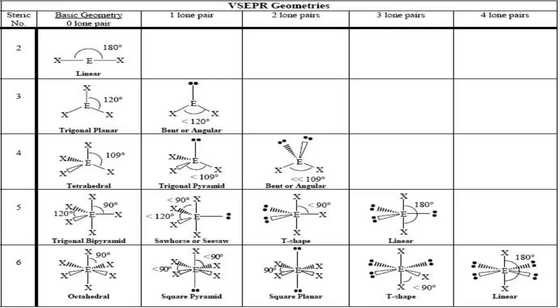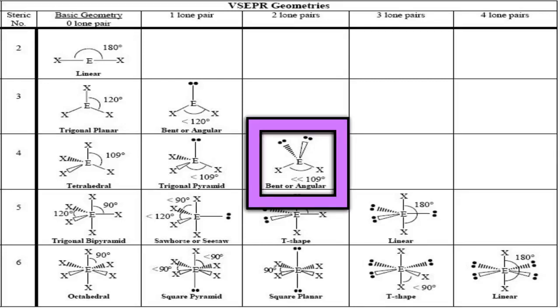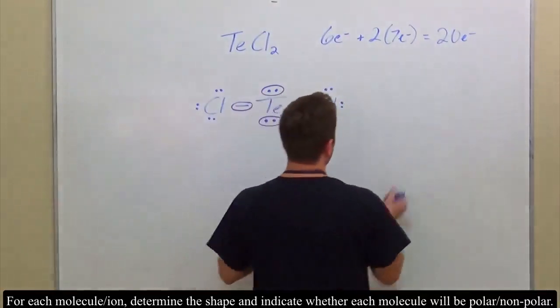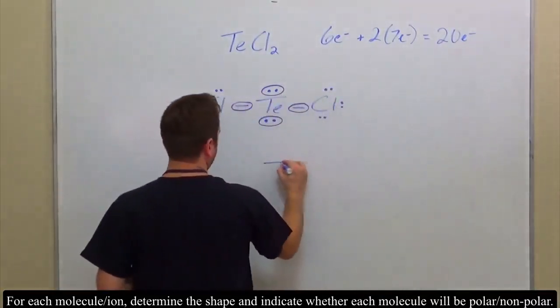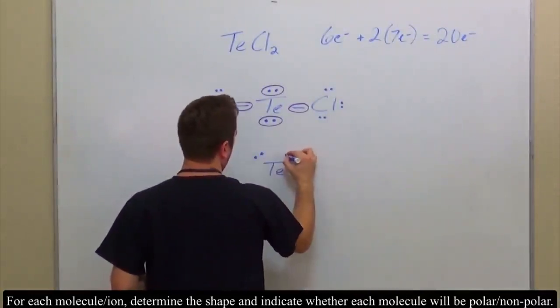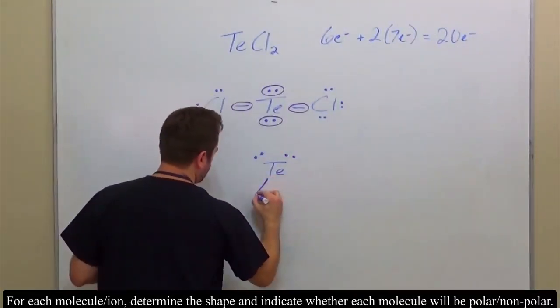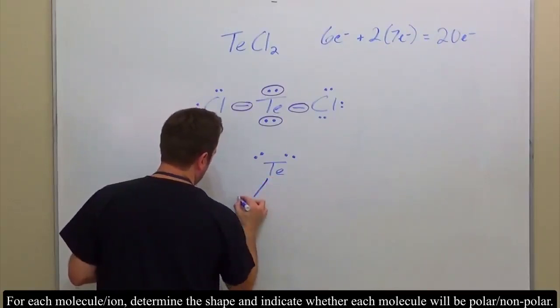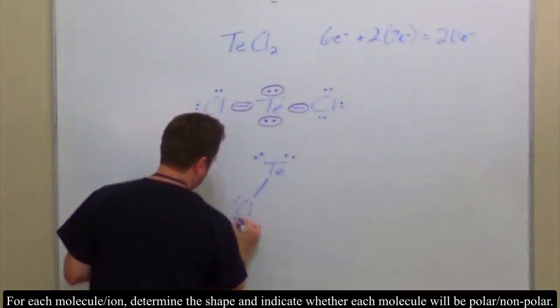So look, go all the way to the right and you can see that this molecule is referred to as a bent molecule. Now notice the bond angles. It's much less than 109 degrees. Typically it's about 104.5. So the shape of this molecule would be something like this. We'd have the tellurium, and then we'd have the 2 lone pairs, and then we'd have this bent aspect of it.